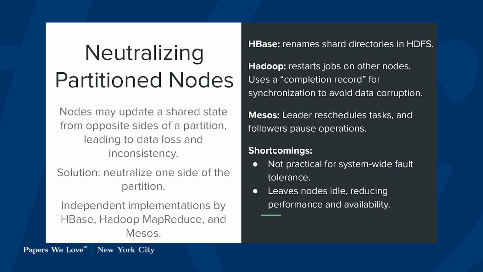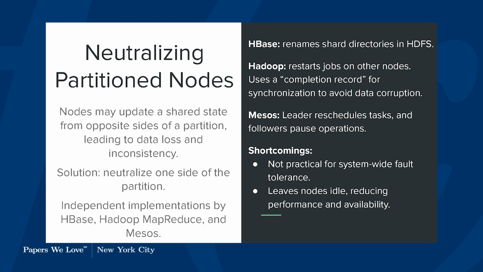Hadoop restarts jobs on the other nodes. So this is the MapReduce version. It will restart jobs on other nodes. It uses a completion network in that shared state for synchronization. And this way, if these two operations are being replicated on opposite sides, they don't all write to the same place at the same time, or at least only the winner does. So there's going to be a winner and a loser. And even though there's a loser that does a bunch of extra work, they know not to write the results.